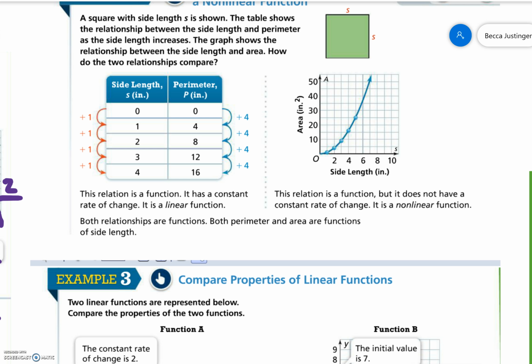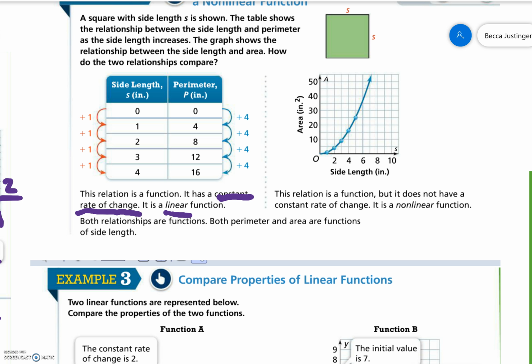So this first one, this relationship is a function. It has a constant rate of change. It's linear. So linear means constant rate of change. Linear is a straight line. If it has a straight line, it goes up by the same amount every time. It has a slope. This relationship, the second one, it is a function, but it does not have a constant rate of change. It is nonlinear. So nonlinear, no constant rate of change. Linear, constant rate of change. So both relationships are functions. Both perimeter and area are functions of side length. Just one is linear and one is nonlinear.